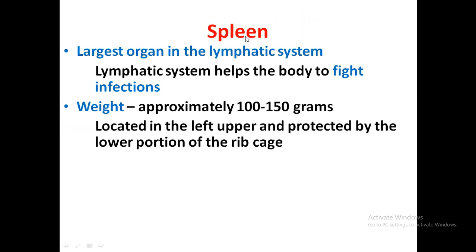Now the physiology of the spleen. Spleen, as you know, is the largest organ of the lymphatic system, and the primary function of the spleen is to fight against infections. Now its weight is about 100 to 150 grams, and this spleen is located in the left upper quadrant of the abdominal cavity and is protected by the lower portions of the rib cage.